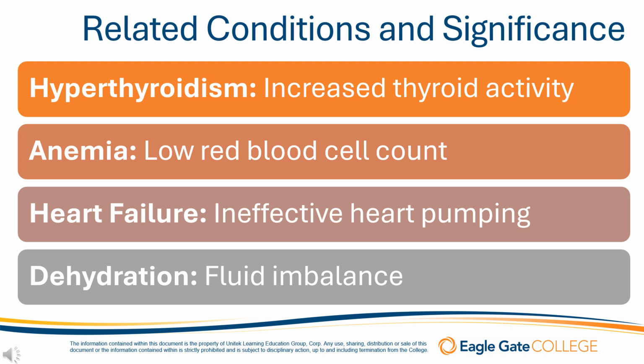Now let's look at some related conditions and their significance when it comes to sinus tachycardia. Hyperthyroidism occurs when the thyroid gland produces excessive amounts of thyroid hormones, T3 and T4. These hormones regulate the body's metabolism and influence heart rate. Increased thyroid hormone levels can elevate the metabolic rate, leading to an increase in heart rate.